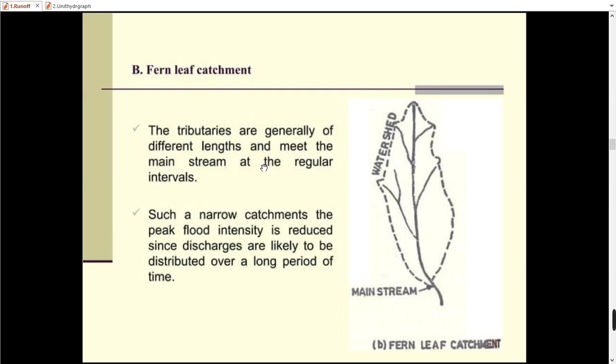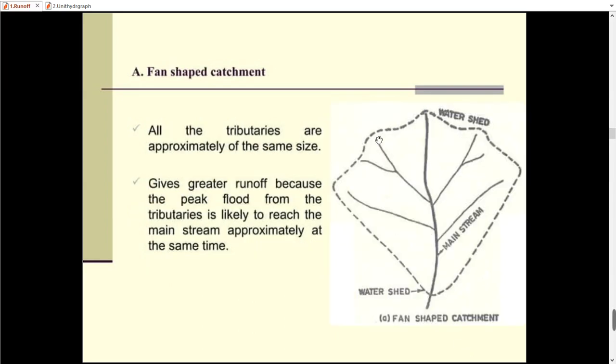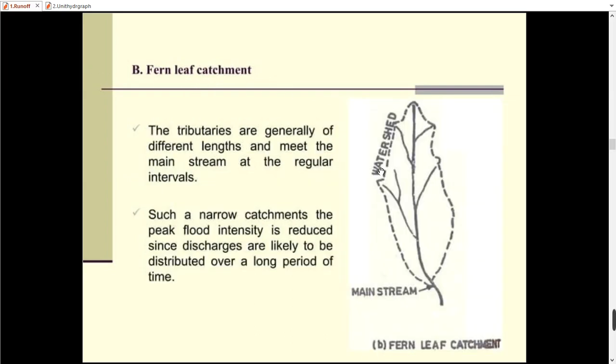Fern leaf catchment. The tributaries are generally of different lengths and meet the main stream at regular intervals. In such a narrow catchment, the peak flood intensity is reduced since the discharges are likely to be distributed over a long period of time. So you have to understand the difference between the fan shaped catchment and the fern leaf catchment. This is the main stream and branches are there.